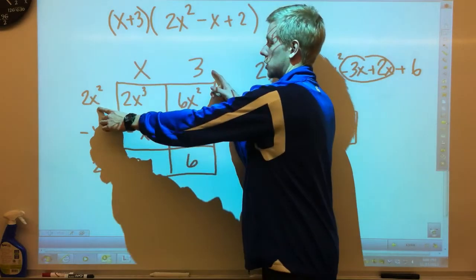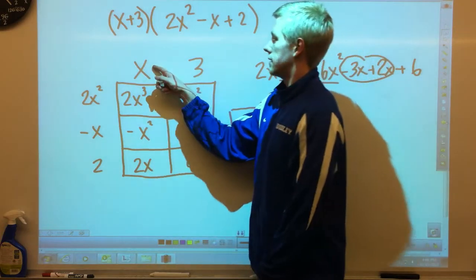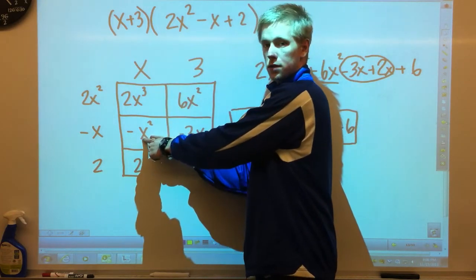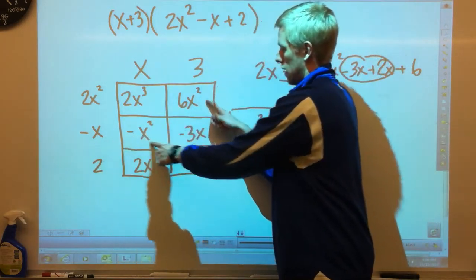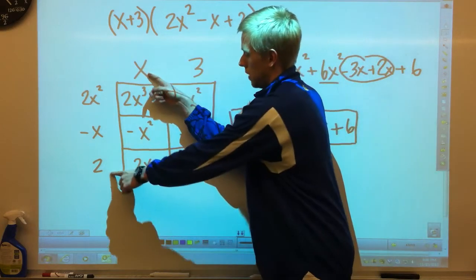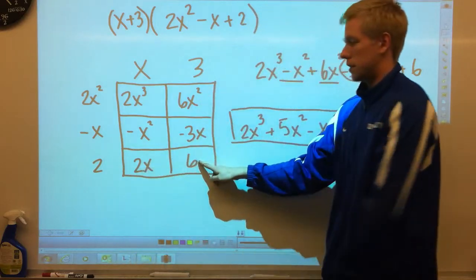Then I take the 3 and the 2x squared, that becomes 6x squared. And then I take my x and my negative x, that becomes negative x squared. I take 3 and negative x, that becomes negative 3x. Then I take my x and my 2, that becomes 2x, and then 2 times 3 is positive 6.